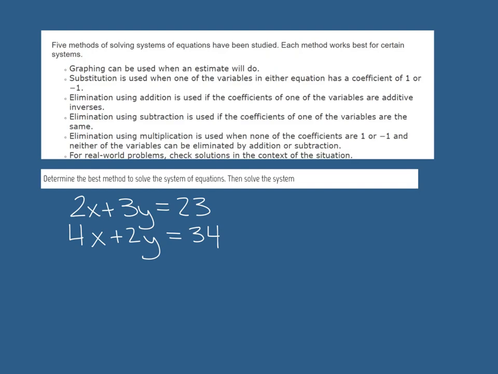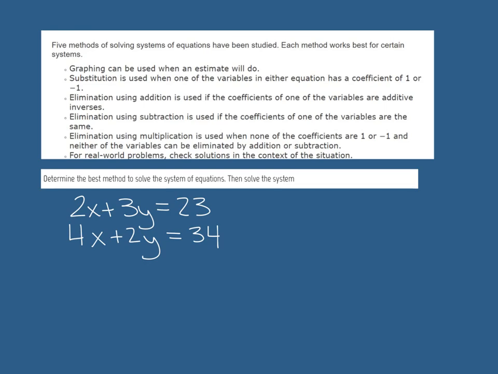Hi, in this video I'm talking about applying systems of linear equations. So there's 5 different methods of solving systems of equations that we've studied already in this chapter. So you have to decide which one is best depending on the problem that you're given.